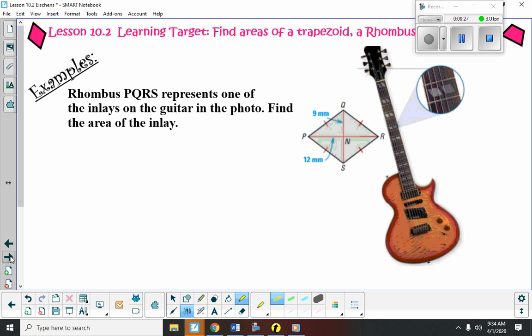Rhombus PQRS represents one of the inlays on the guitar in the photo. Find the area of the inlay. All right, so what we're doing is we're looking at this picture right here, and they're taking that out, and this is what one inlay looks like. And so this, because all the sides are congruent, is a rhombus. So the formula for the area of a rhombus is 1/2 times the length of diagonal 1 times the length of diagonal 2. All right, so this would be one of the diagonals. And if this side is 12, that means this is 12. So the whole diagonal is 24.